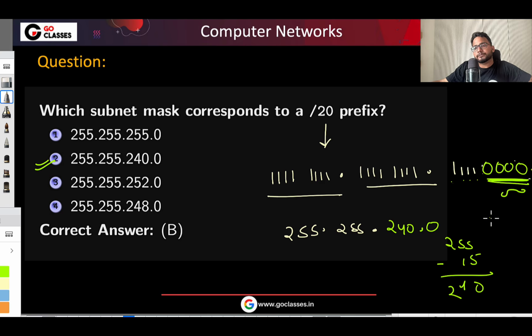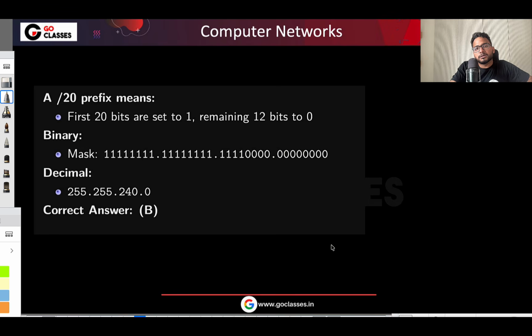I hope you understood. Slash 20 means 20 ones and zeros. This is how you represent the network mask or the subnet mask. If this sub is currently bothering you, that's fine. Sub means small, and small and large are relative things. We will see subnetting also, but subnet mask or network mask both are fine. So the first 20 bits are set to 1 and the remaining bits are 0, and that's how you get this answer. Easy question, but I hope you understood.